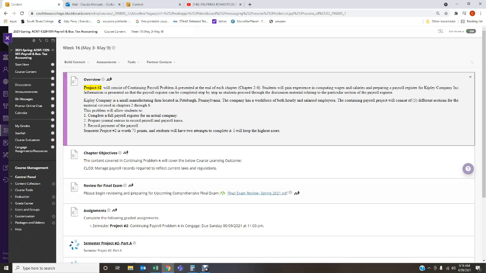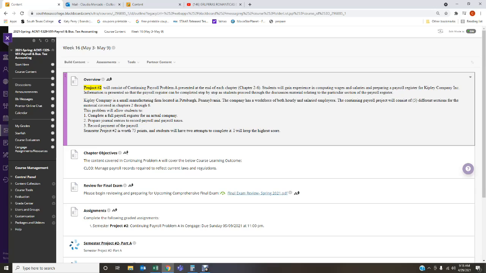Project number 2 consists of a continuing payroll project that encompasses all of the chapters from chapters 2 through 6. The textbook that we are using covers 6 chapters. This project covers chapters 2 through 6 because the first chapter was more of the different payroll laws and stuff of that nature. The actual calculations started in chapter 2. So this project will deal with everything that we've learned from chapters 2 through 6.